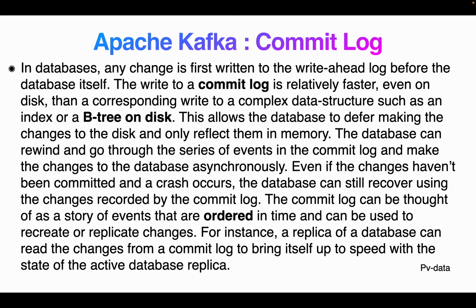Even if changes haven't been committed and a crash occurs, the database can still recover using the change records in the commit log. A commit log can be thought of as a story of events ordered in time. It can be used to recreate or replicate changes. For instance, a replica of the database can read the changes from the commit log and bring itself up to speed with the state of the database.